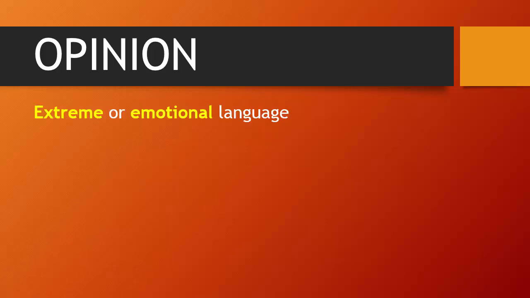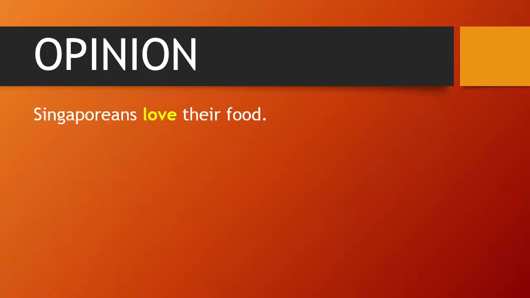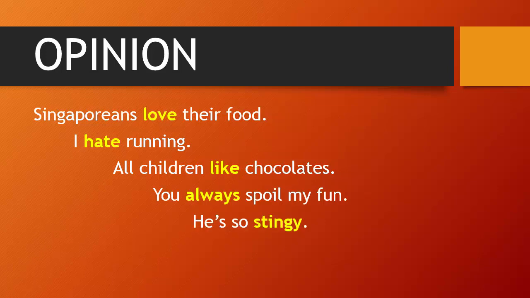So you have another way to spot that they're opinions: extreme or emotional language. I'm talking about words with strong connotation. Strong connotation I explained about; we'll take a look later. This is an example of strong language, emotional language. Singaporeans love their food. I hate running. All the children like chocolates. You always spoil my fun. He's so stingy. Volleyball is awesome.